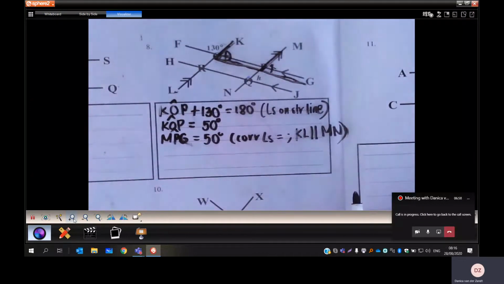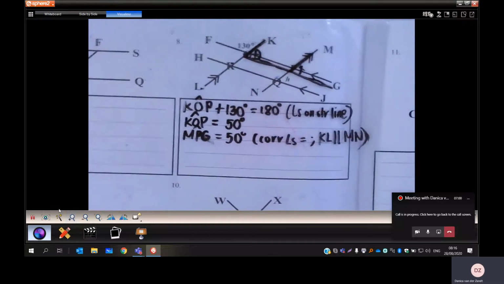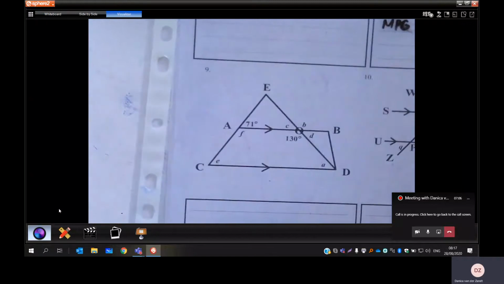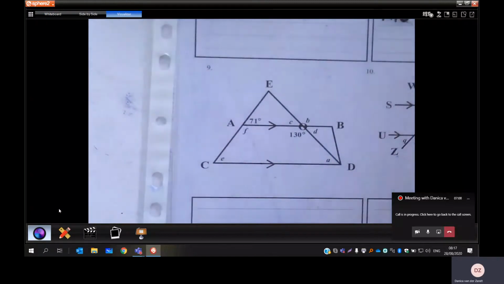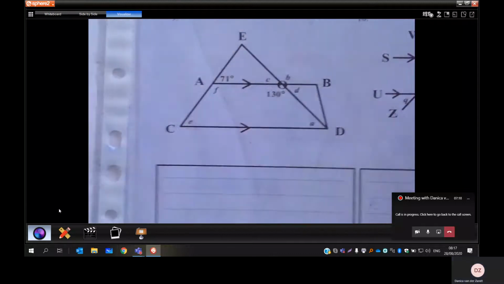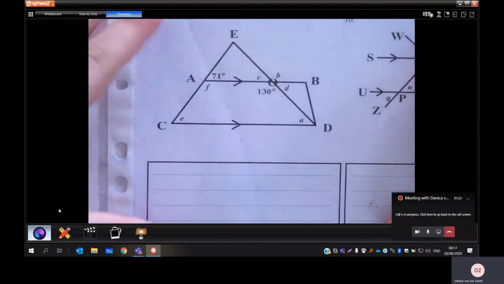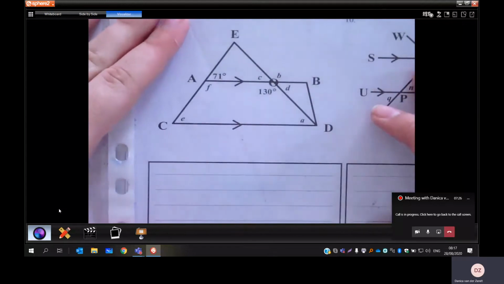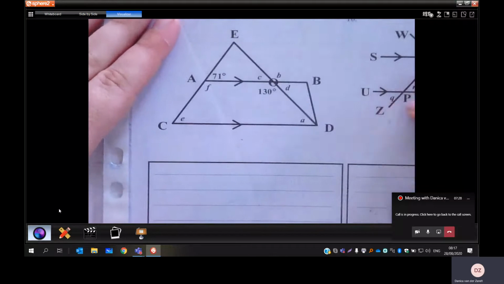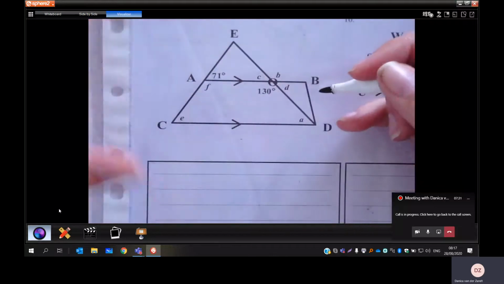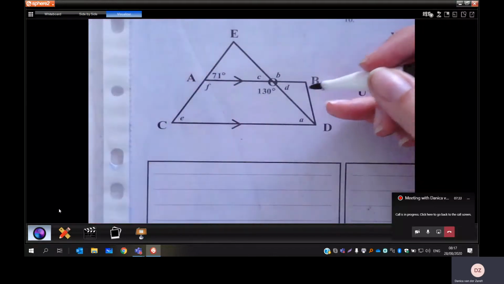Okay. Number 9. We're going to do number 9. I asked you to do it for homework, but we'll go through it now as well. Let's move this a bit. Okay, number 9. Once again, I can start at any point. I can start alphabetically. I don't have to start alphabetically.